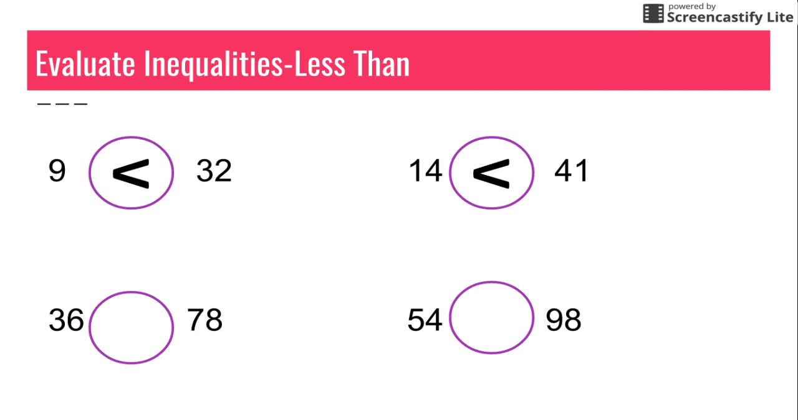Next is 36 and 78. We know that 36 is less than 78. And then lastly, 54 and 98. We know again that 54 is less than 98, and that's why the alligator needs to open up and gobble up the 98, because the 98 is the greater number.